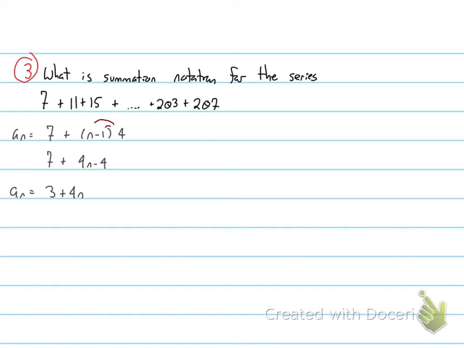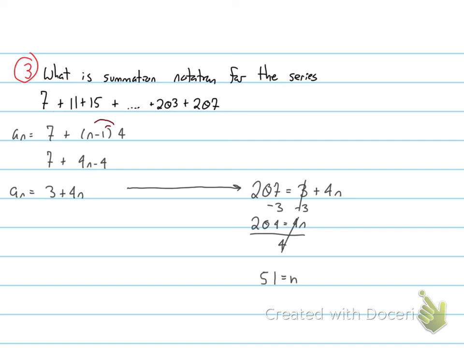I see that I have 207, but what did I plug in to get 207? 207 is my last term. So a sub n is 207, and I get that by using the formula 3 plus 4n. So I'm going to work backwards to find n, and that's going to be my number of terms. So I get 204 divided by 4. So 51 equals n. That's the number of terms in that series, and that's my upper limit here.